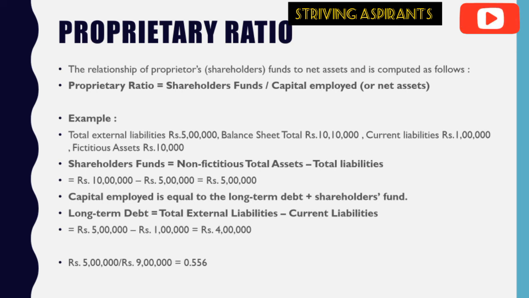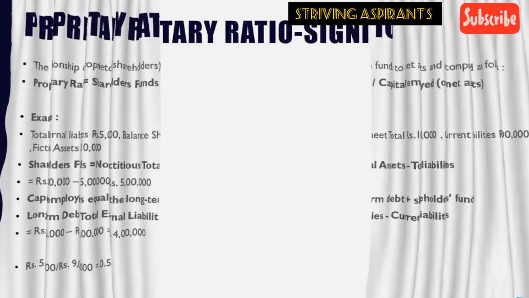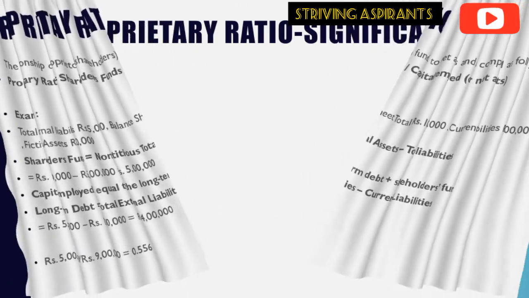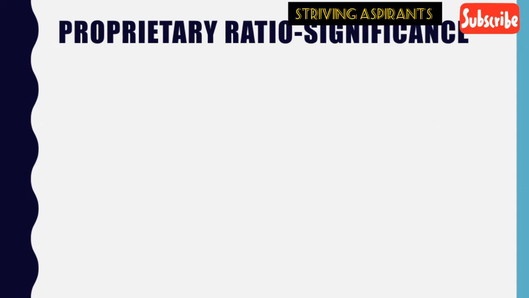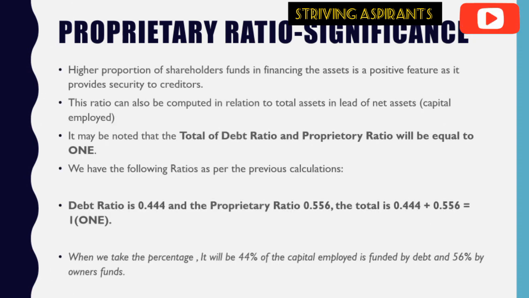Let's check some important points related to proprietary ratio. Higher proportion of shareholders' fund in financing the asset is a positive feature as it provides security to creditors. Another important point here we have to check is total of debt ratio and proprietary ratio will be equal to 1. Let's check the ratios we have got before. Debt ratio 0.444 and the proprietary ratio is 0.556. So the total is 0.444 plus 0.556 equal to 1.